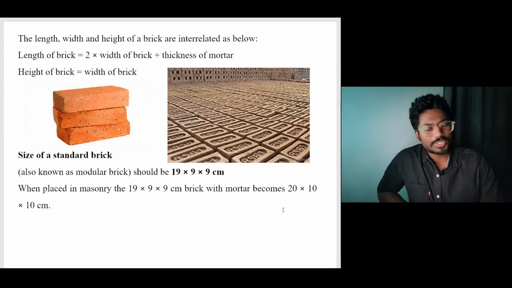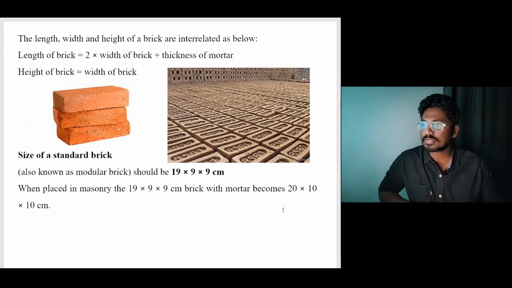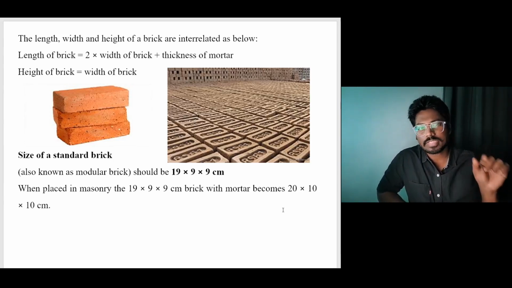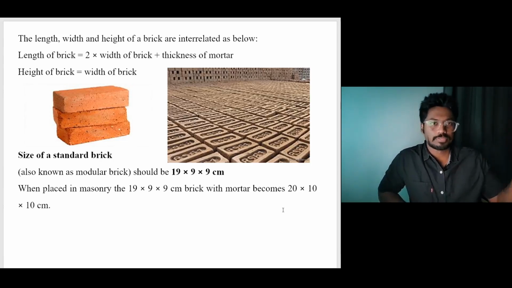So we have some metrics over here: the length, width, and the height of the brick. There is a standard, and this standard varies from country to country, and typically the size we use commonly in construction practices is 19 by 9 by 9 centimeters, and it becomes 20 by 10 by 10 if you're adding 1 centimeter of mortar in excess to 19, 9 and 9 respectively.